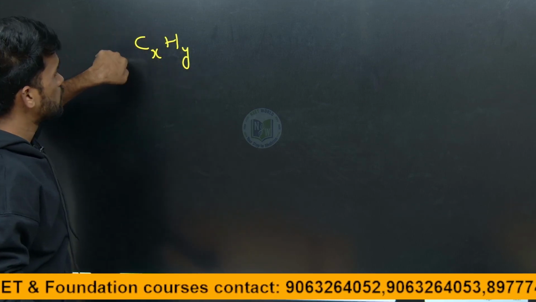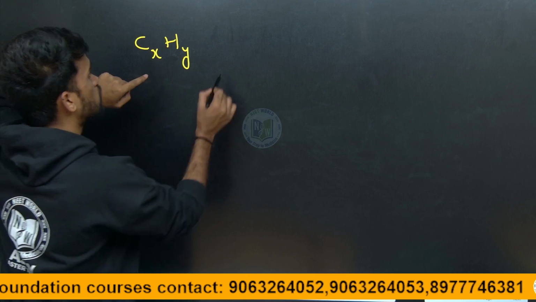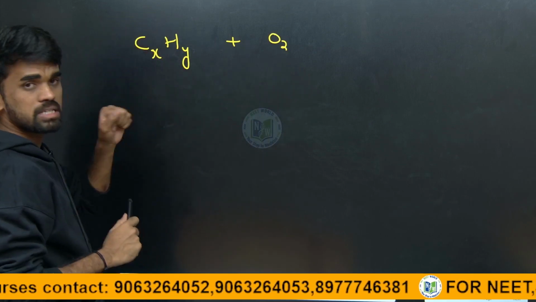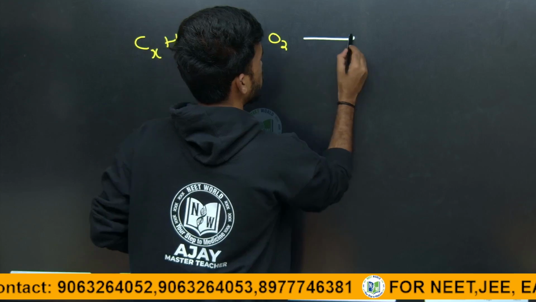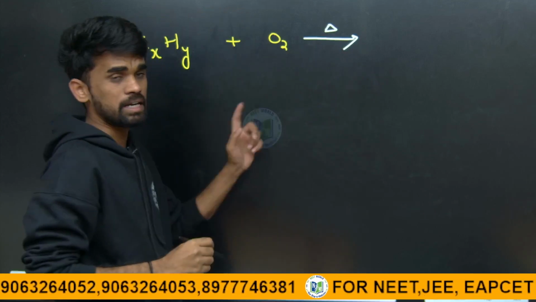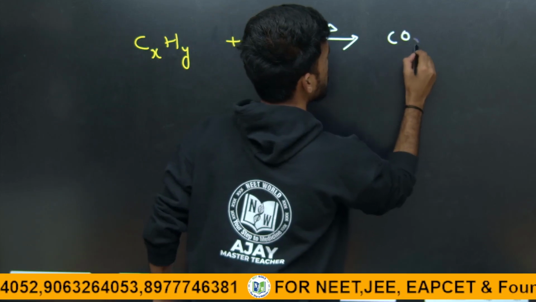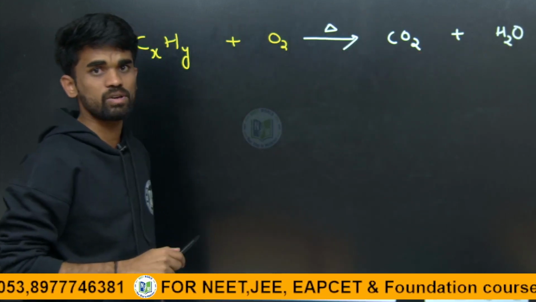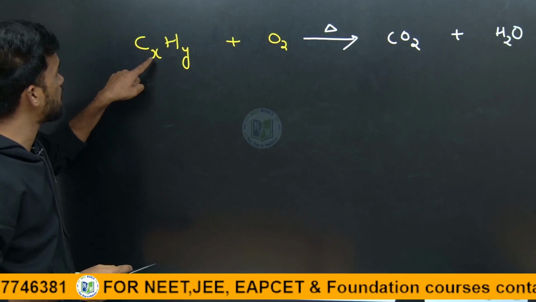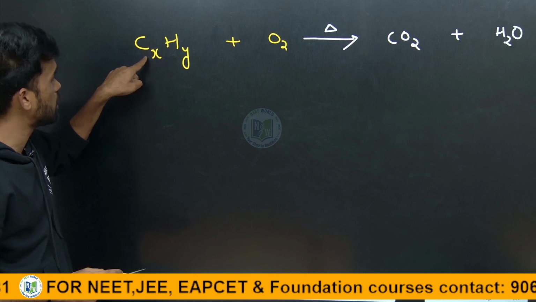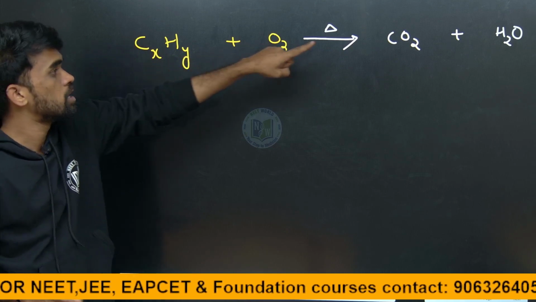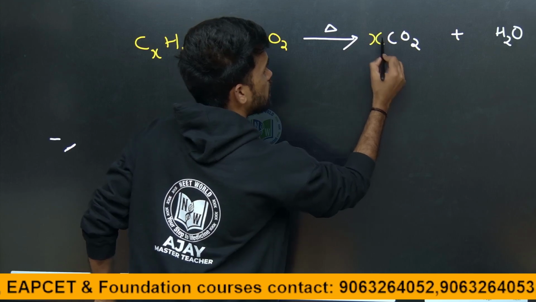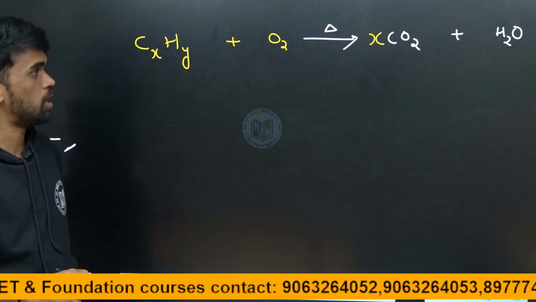So now let us say this is one hydrocarbon, and we are burning it. Upon complete combustion of this hydrocarbon, we will be getting CO2 gas and H2O, right? So will you try to balance this equation? How many carbons are there? X number of carbon atoms are there. Complete carbon should convert into CO2 gas, which means we will be getting X CO2 molecules.